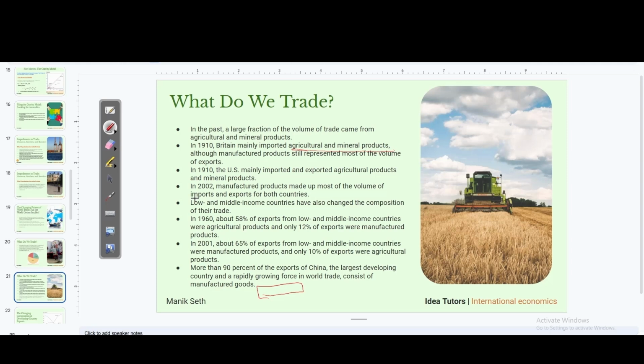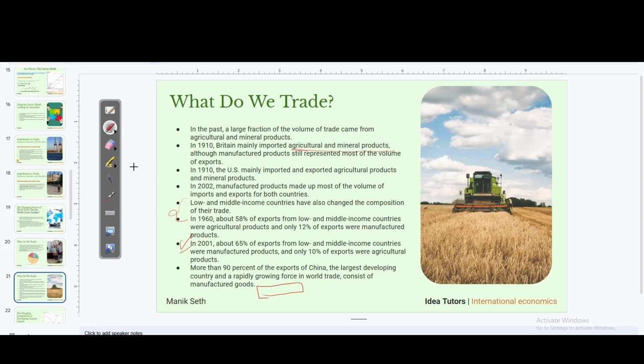Then according to this data, in 2002, manufactured products made up most of the volume of imports and exports for both the countries. Low and middle income countries have also changed the composition of their trade. In 1960, about 58% of exports from low and middle income countries were agricultural products. In 2001, about 65% of exports from low and middle income countries were manufactured products. So even the composition within the low and middle income countries is changing. Earlier they were mostly exporting primary products, but now they are mostly exporting manufactured products.